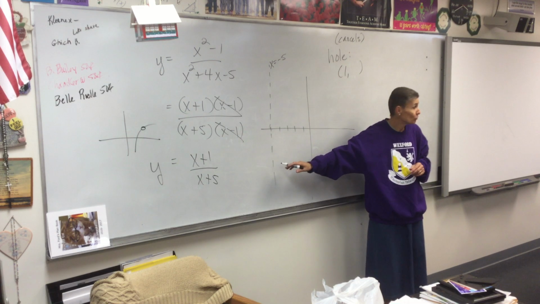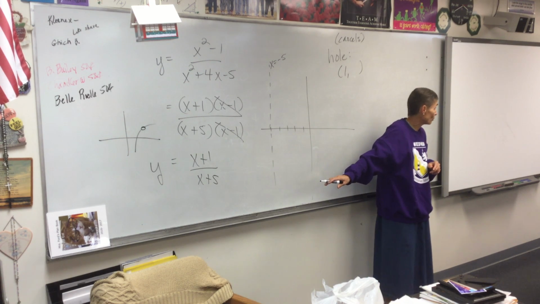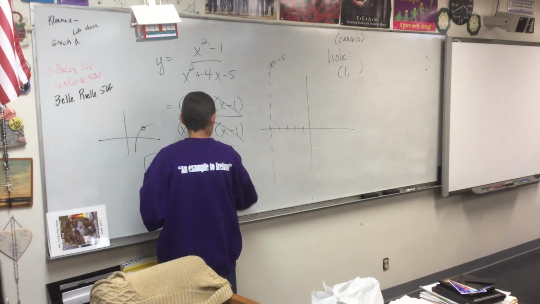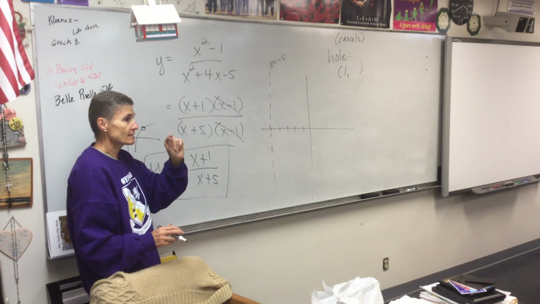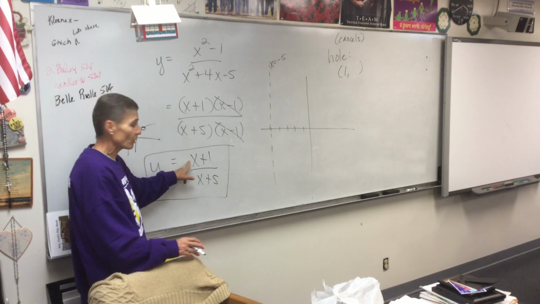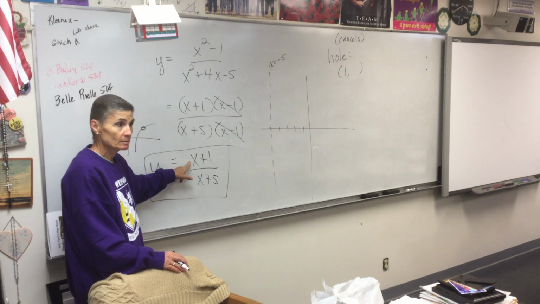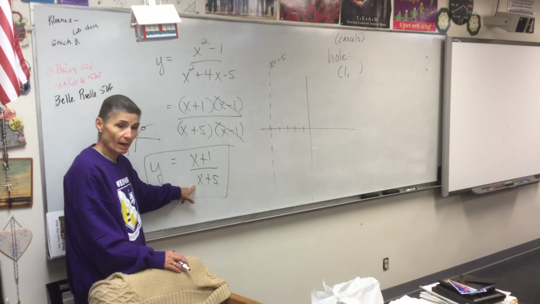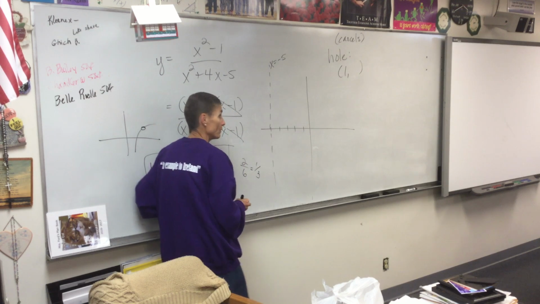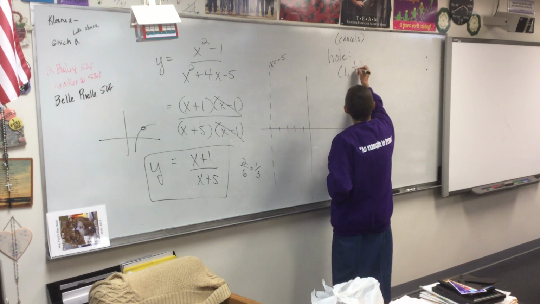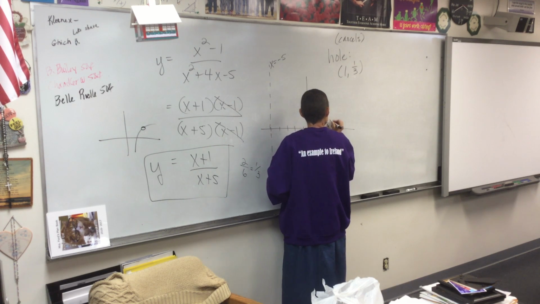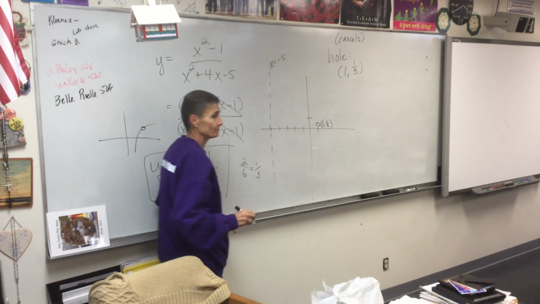I'm going to put it in my new problem. Remember when we reduced, we got a new problem? This is where I want to put it in, right here. So just like Marissa said, I'm going to put 1 in for my x's. So what do I get on the top? 2. What do I get on the bottom? 6. So I get 2 over 6, which reduces to 1/3. So you have a hole, an opening in the graph at (1, 1/3).